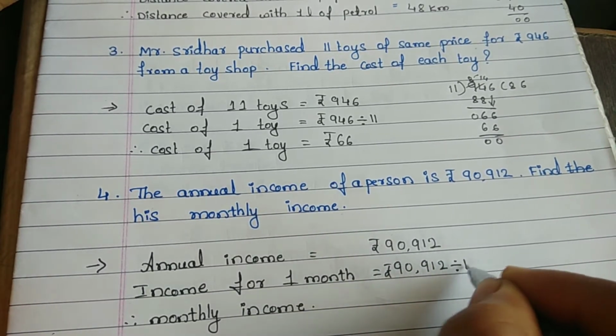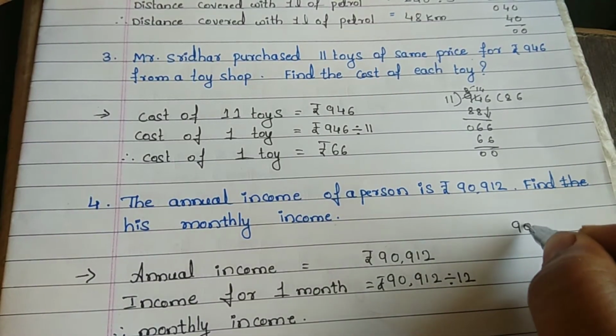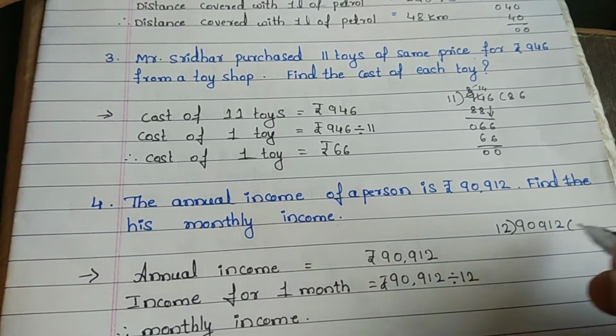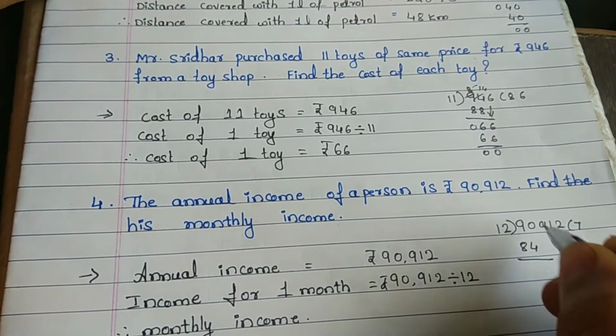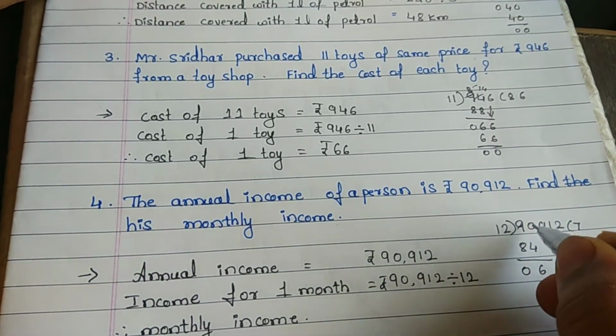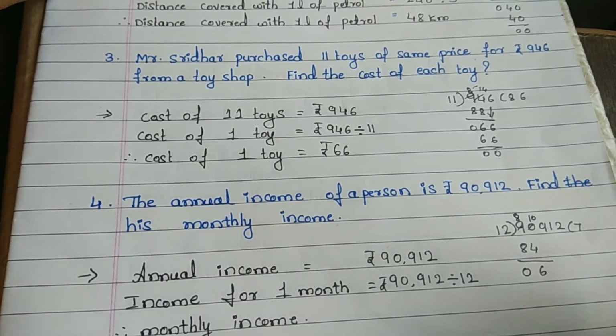Rupees 90,912 divided by 12. Okay. Yes. Do here 90,912 divided by 12. 12 sevens are how much? Tell me. 12 sevens are 84. 10 minus 4 is 6. 8 minus 8 is 0.